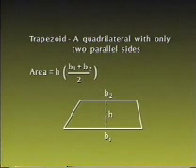The solution for the area of a trapezoid is H times the quantity B sub 1 plus B sub 2 over 2. The B sub 1 plus B sub 2 over 2 will give you the average length of the bases times the height.